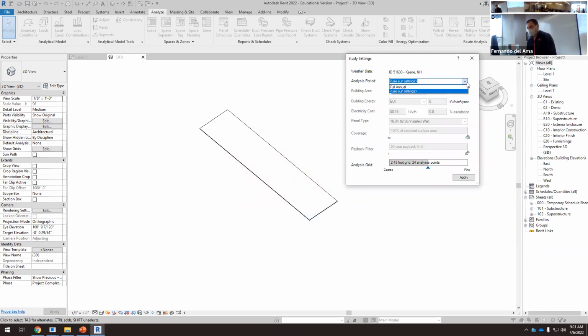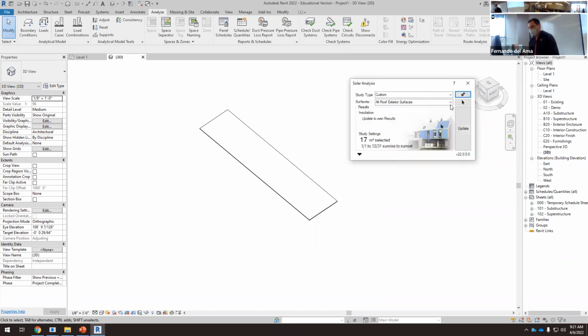The analysis period, we can use full annual, but I'm going to use sun settings because I want sun settings. And here we have information about the building area, the building energy, the electricity cost, the panel type. So here we can select what kind of panel we have. But okay, don't do anything yet. So we will select this, apply, and that's it.